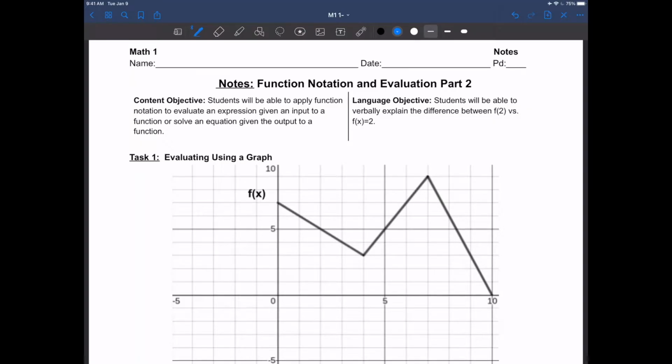Welcome to our notes on function notation and evaluation part 2. Students will be able to apply function notation to evaluate an expression given an input to a function or solve an equation given an output to a function. Students will be able to verbally explain the difference between f of 2 versus f of x equals 2.